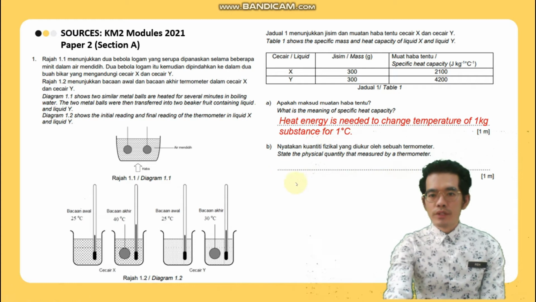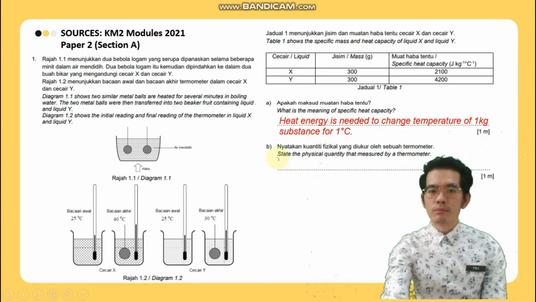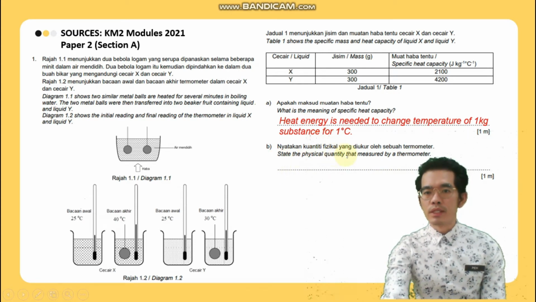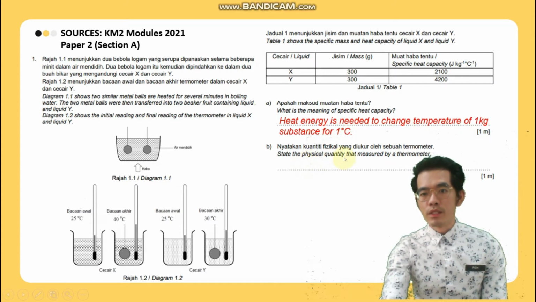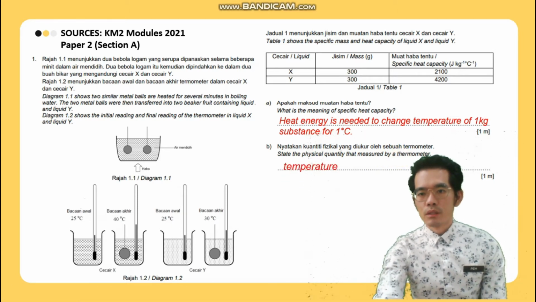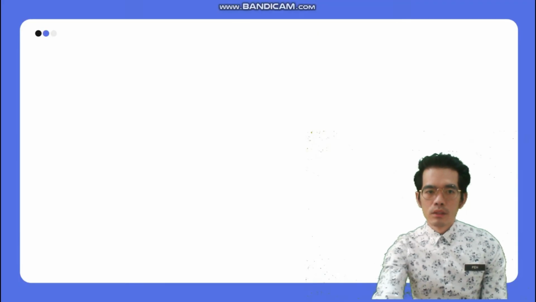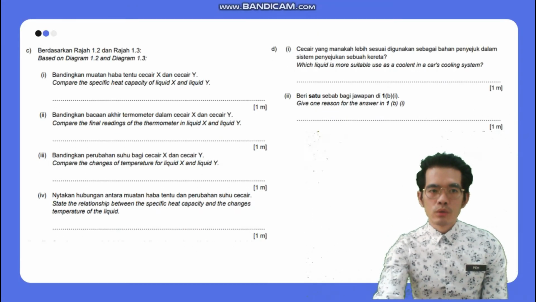For the second question, B, state the physical quantity measured by the thermometer. What is the function of a thermometer? Measuring temperature, right? So the physical quantity measured by the thermometer is temperature. Okay, so go for C.